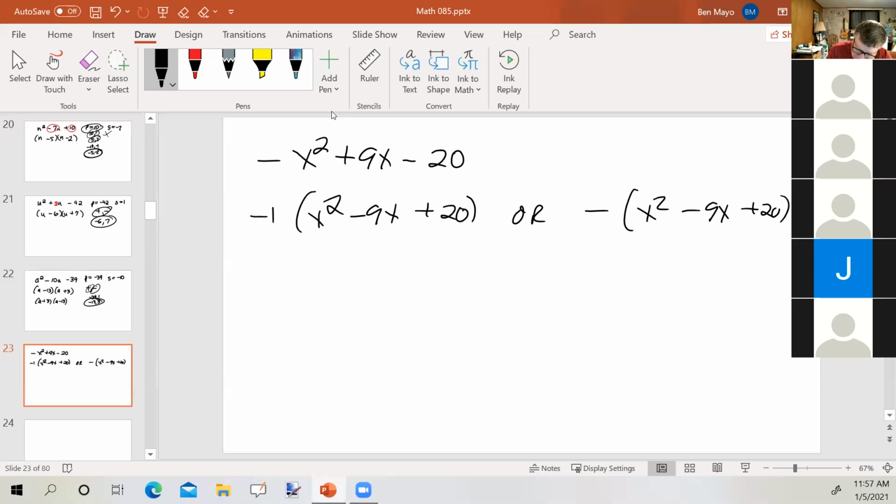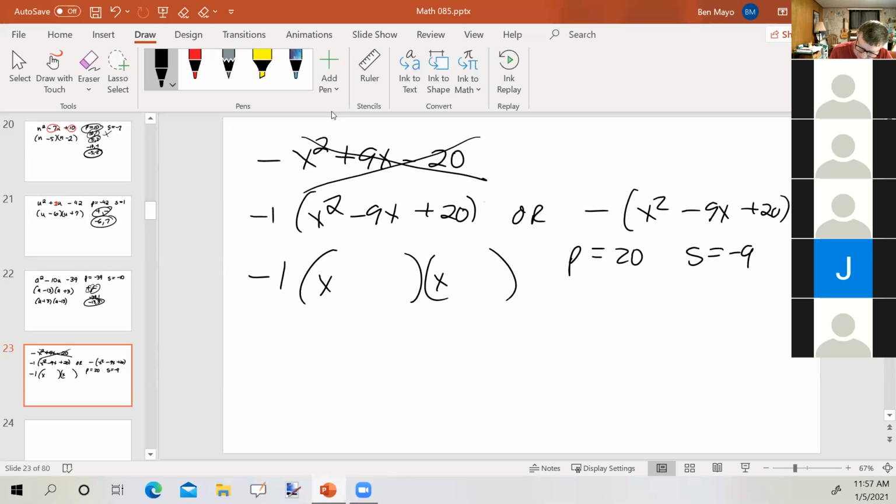Now, let's focus on the part that's in the parentheses. I'm going to split up the x and the x. I'm going to have a product that's 20 and a sum that's negative 9. I'm no longer looking at this, right? I've moved on to this. So my product is positive. So I've got to have two positive numbers or two negative numbers, but my sum is negative. Well, I can't add two positive numbers and get a negative sum. So my two numbers are going to have to both be negative.